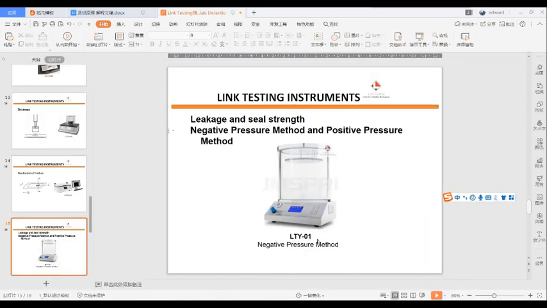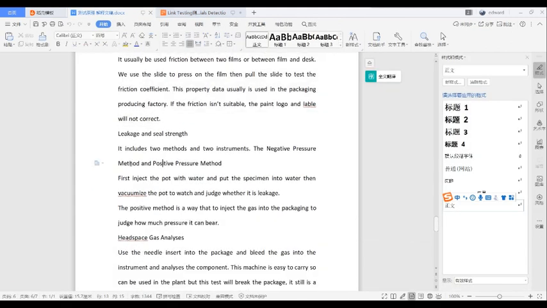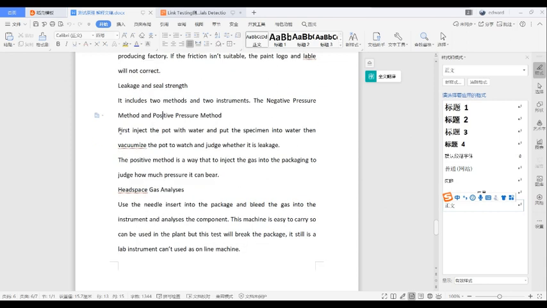Okay, next one. This is a leak tester. In fact, we have a lot of food factory customers, and the leak tester is the most popular for them. It's very easy. We call it the negative pressure method. First, we fill the pot with water, put the specimen into the water, and vacuumize the pot to watch and judge if there is leakage.